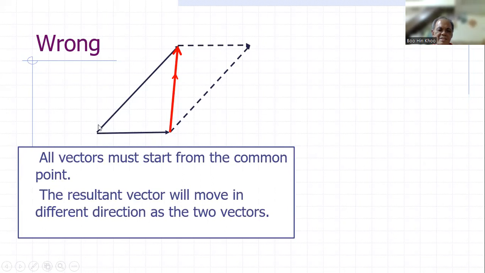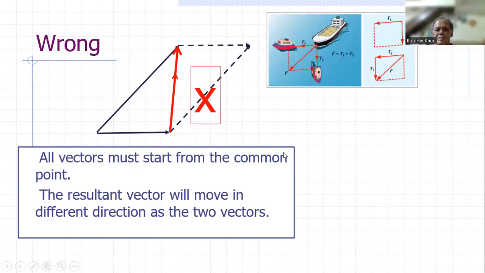All the vectors and the resultant must start from the same point. It's for the parallelogram rule. Remember that. Cargo ship is pulled by the tugboat. So either you have these two forces acting on it, it's moving this way, or we use that resultant force pulling it that way. Or we can use the triangle of forces to show the resultant.